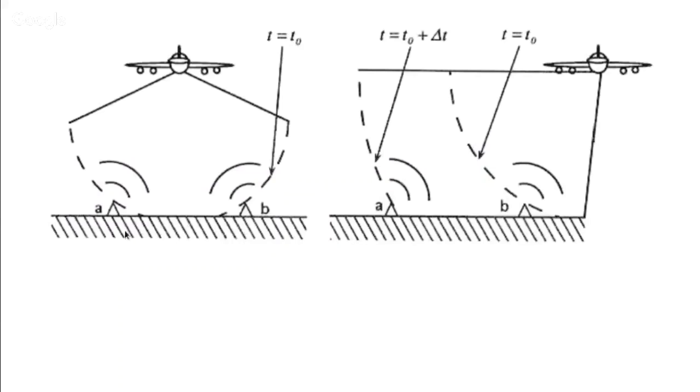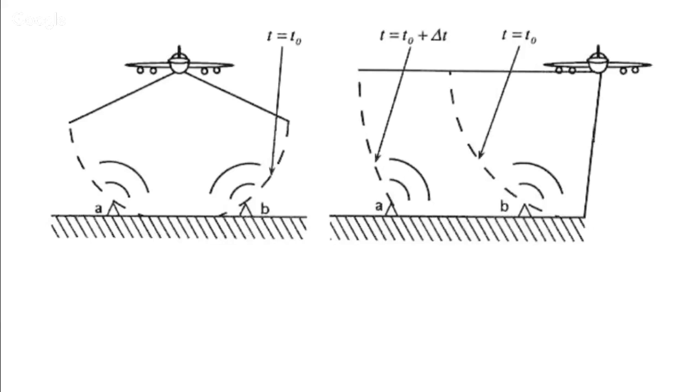You can see that if there are two targets A and B on the ground, then the time that the signal takes to go and get reflected back from both of those targets is the same. From A, it might come back at time t0. It will come back at time t0 from B as well, because the distance from A to the shuttle is the same as the distance from B to the shuttle.